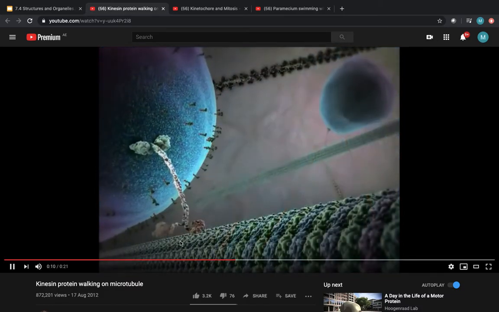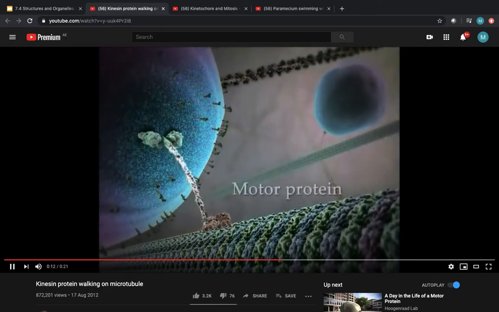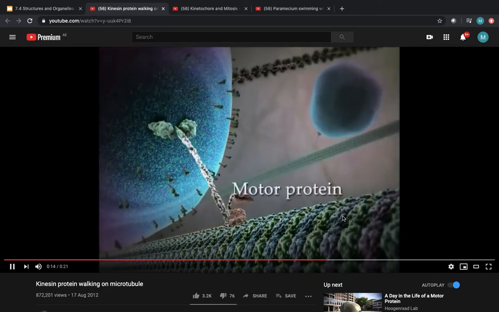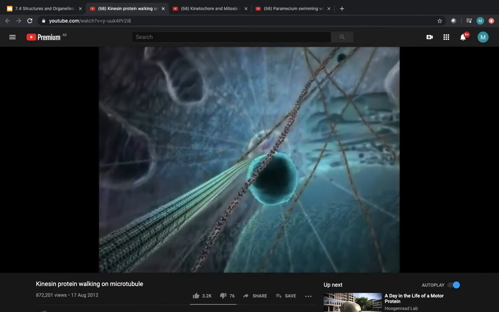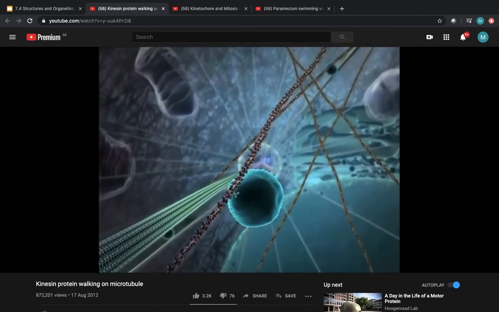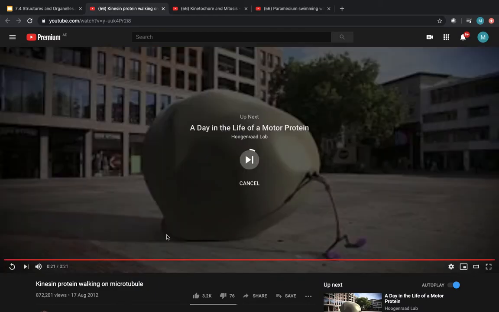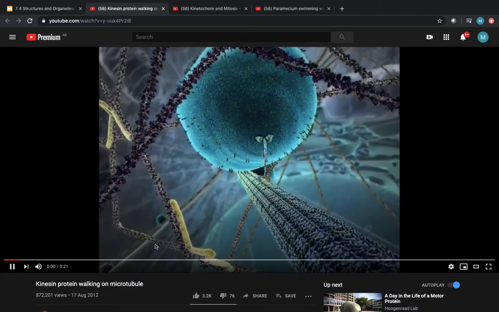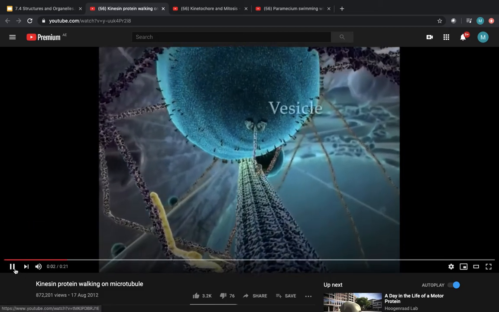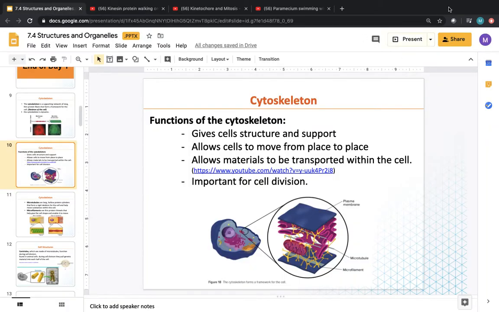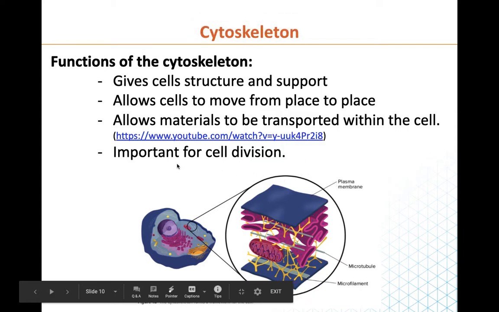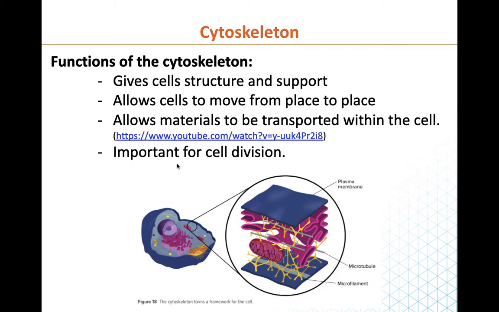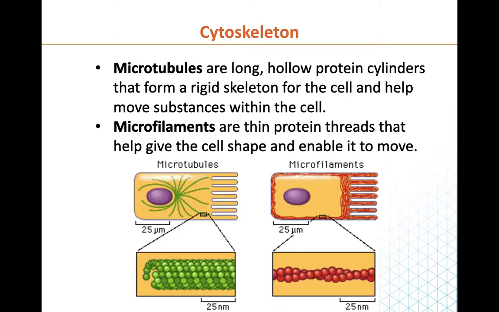They are moving along microtubules, and this is why the cytoskeleton is extremely important inside of cells, because it helps to move things from place to place, as well as giving structure and support to the cell. All right? And the last very important function of the cytoskeleton is that it helps in cell division. And we're going to be getting to that in a couple of minutes.